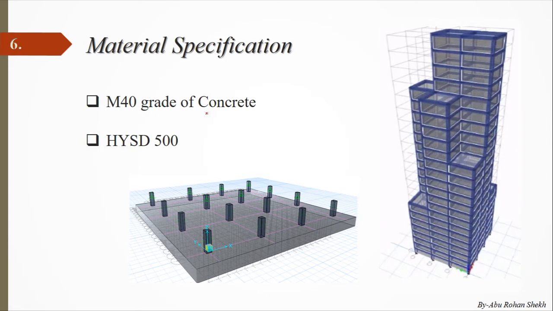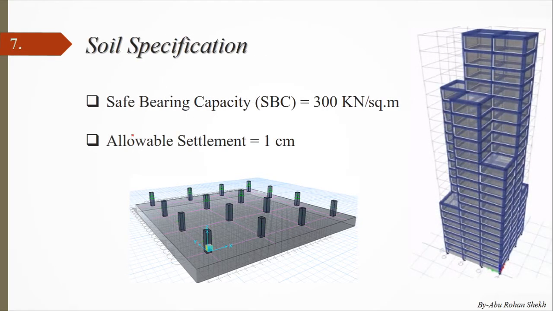After that, the material specifications. In this material specification, M40 grade of concrete will be used, and HYSD 500 reinforcement as the main reinforcement. You all know that the characteristic strength of M40 is 40 Newton per millimeter square, and for HYSD the fy, which is the minimum yield stress, is 500 Newton per millimeter square. After that, we also have to consider some soil specifications.